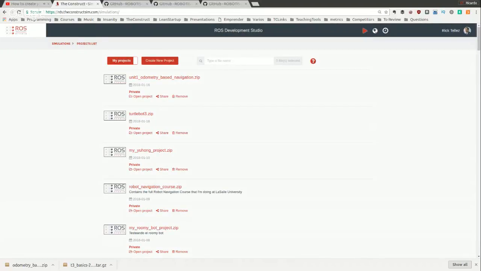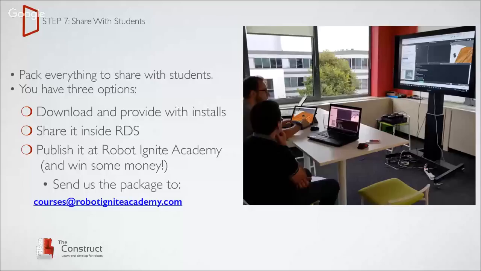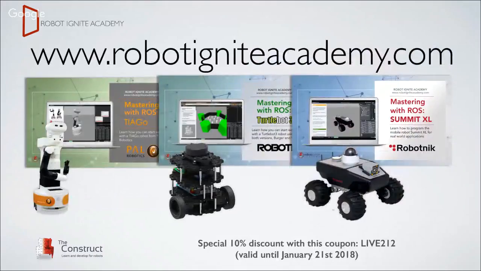So that's another option. Another option that you still have, let me go back to the slides, is to publish it in our Robot Ignite Academy. We have an academy, if you don't know, that is called Robot Ignite Academy. There we provide complete courses for programming robots. And we use this method here, of course. And people can just access the course.